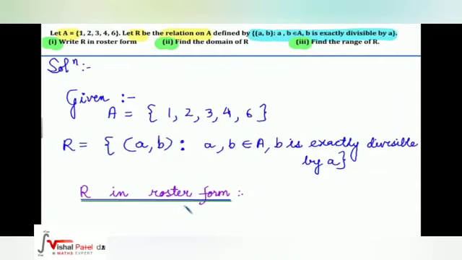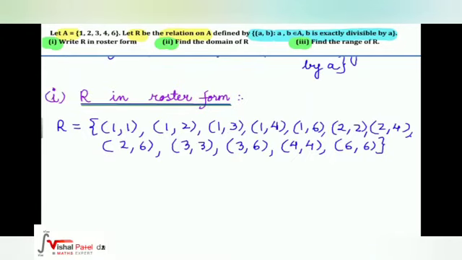So the relation in roster form is equal to (1, 1), (1, 2), (1, 3), (1, 4) and (1, 6). All are divisible by 1. Now (2, 2), (2, 4) and (2, 6) are the only ones where b is divisible by a, and (3, 3), (3, 6), (4, 4) and (6, 6). So this is your answer in roster form because b is divisible by a.